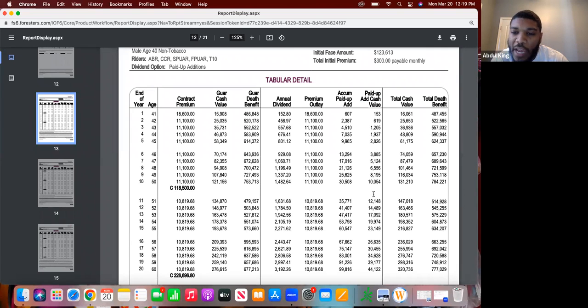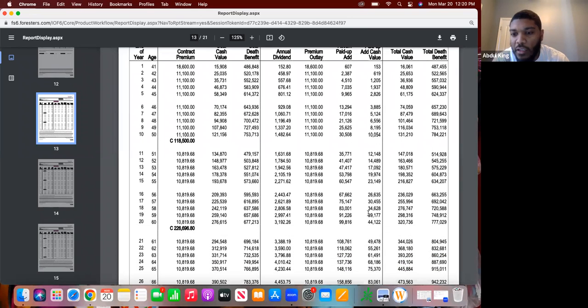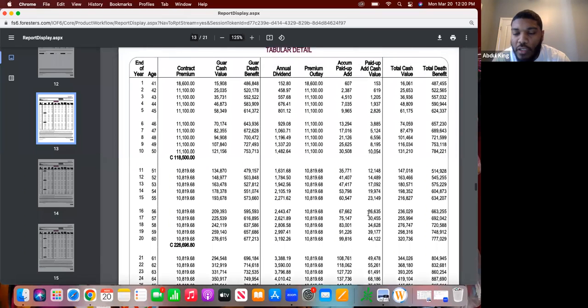You can see that once you get to the 10-year point, majority of his money, he's putting in 11,000 in a year, and 10,000 of it is going towards the cash value. So literally after the first 10 years, majority of the money is just going to the cash value. It gets a little ridiculous there.